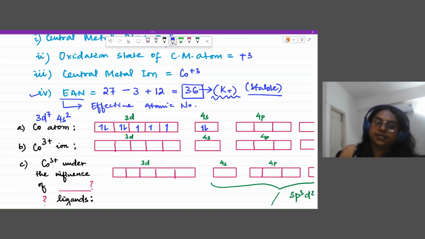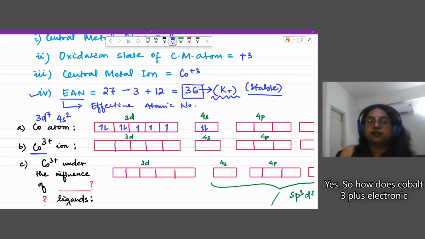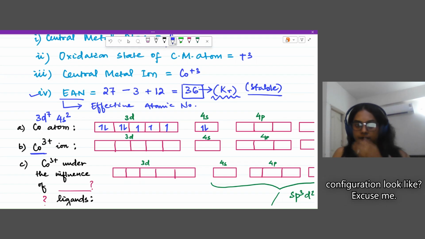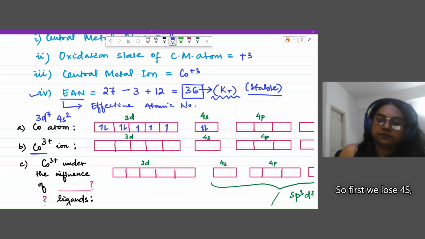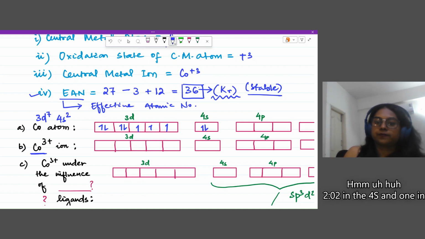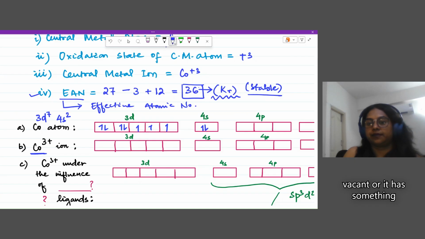Yes. So how does the cobalt 3+ electronic configuration look? So first we lose the two electrons in the 4s, and one in 3d. So 4s becomes vacant or it has something? It becomes vacant. Great.